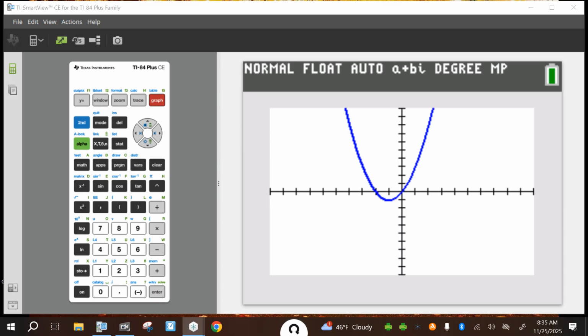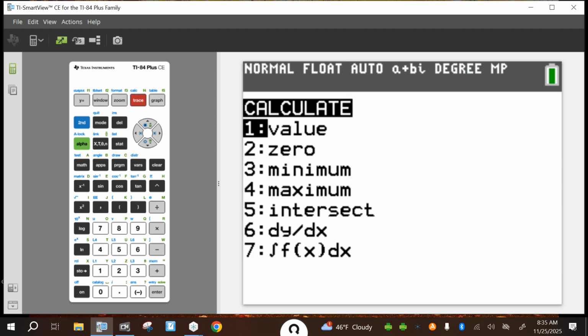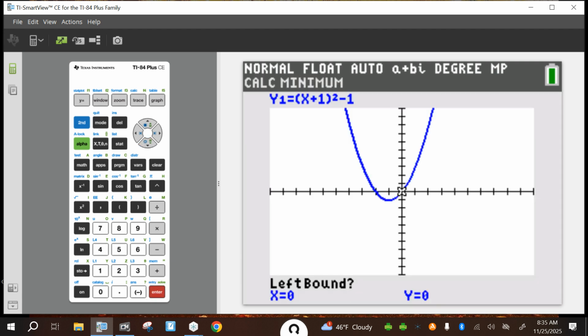No, because we have a starting point, right? We have a minimum. Let's find that minimum. You can hit second trace and option 3. So second trace 3. And then remember your calculator asks questions. The left, the right, and enter on guess. So move your cursor to the left, hit enter. Move your cursor to the right, hit enter, and enter on guess.